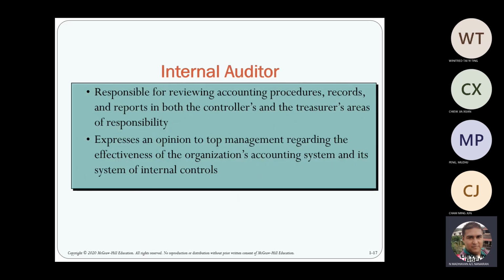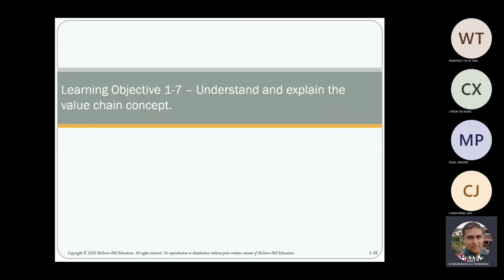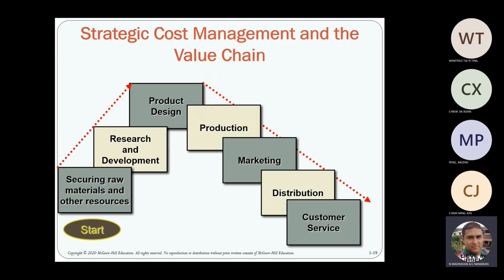Next, you have auditors. The role of an auditor is to ensure every single thing is done according to the standard operating procedures. There's a set of SOPs. These are the do's and don'ts within the organization. So internal auditors ensure whether these certain guidelines are being followed. Now, next one is the value chain concept. Do you understand this value chain concept?